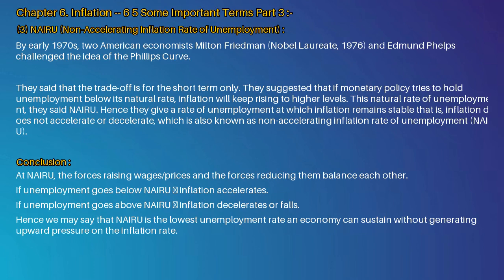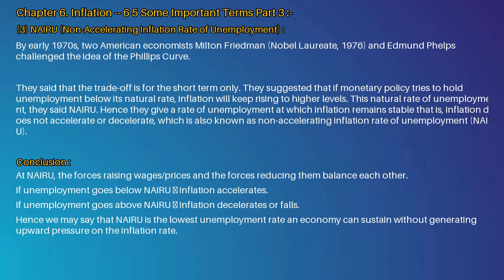3. NAIRU, non-accelerating inflation rate of unemployment. By the early 1970s, two American economists, Milton Friedman, Nobel laureate 1976, and Edmund Phelps, challenged the idea of the Phillips curve. They said that the trade-off is for the short term only. They suggested that if monetary policy tries to hold unemployment below its natural rate, inflation will keep rising to higher levels. This natural rate of unemployment, they said, is NAIRU.